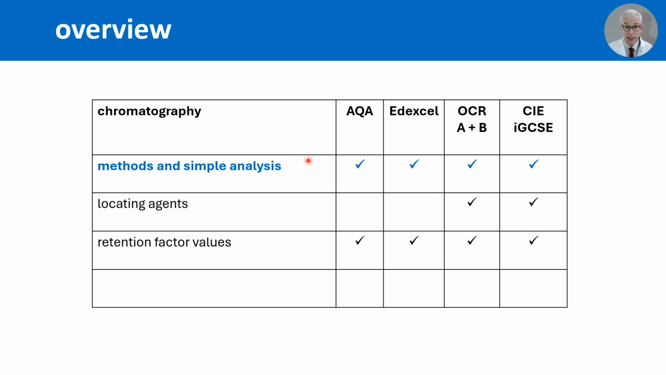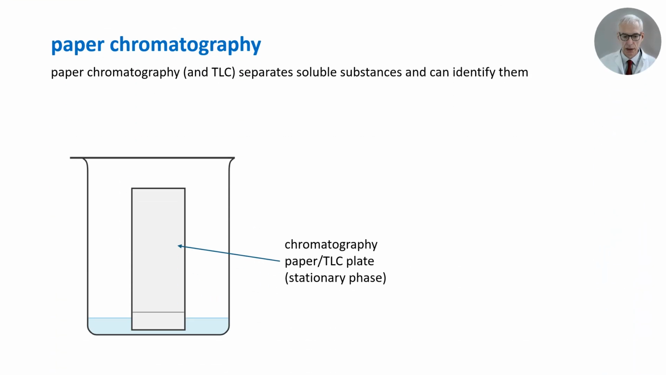So chromatography will cover methods and simple analysis of chromatograms, locating agents (careful which exam board you are following), and then retention factor values. Paper chromatography and thin layer chromatography separate soluble substances, that is, solutes, and can identify them.